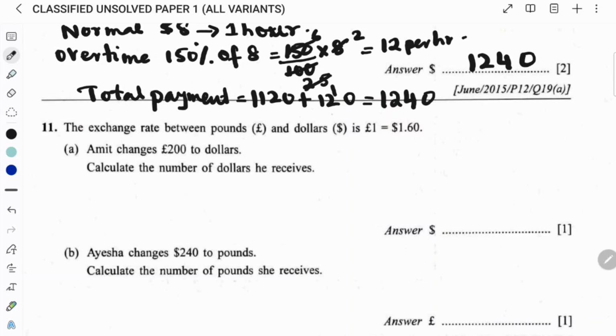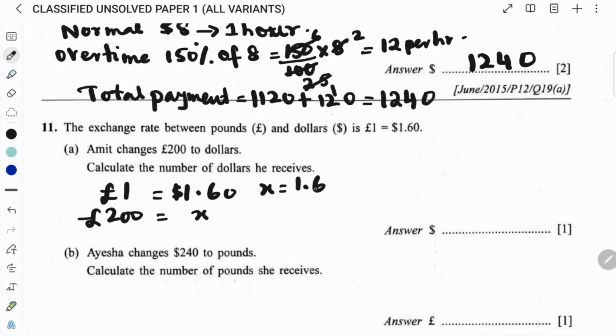Question number 11. The exchange rate between the pounds and the dollar is 1 pound equals $1.60. Amit changes 200 pounds into dollars. You'll have to give the answer for that. So 1 pound is $1.60, so 200 pounds is x. Multiply: x equals 1.6 times 200. 2 times 16 is 32, and then 2 zeros, and then 1 decimal place. So 320 is the answer.